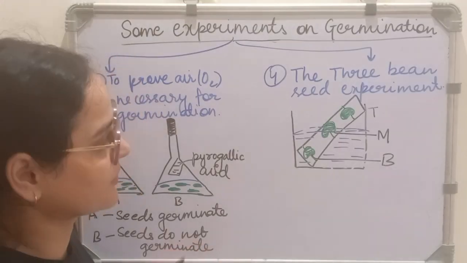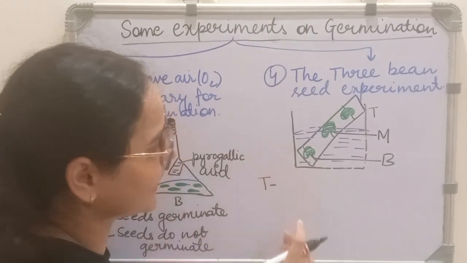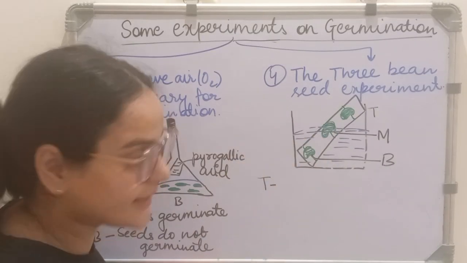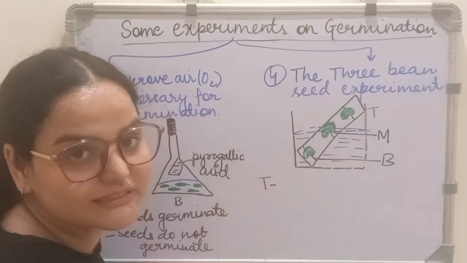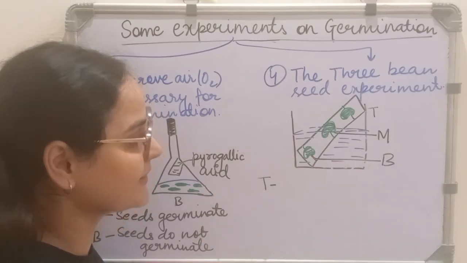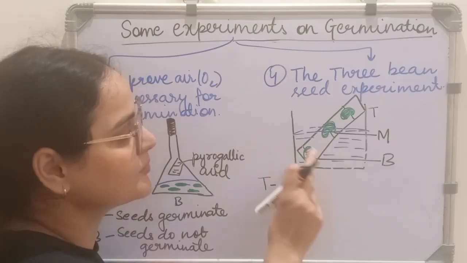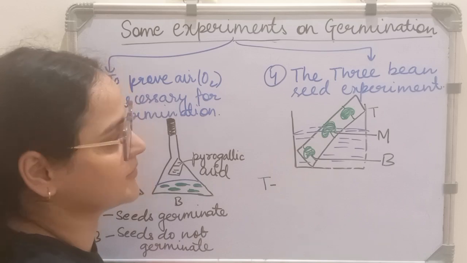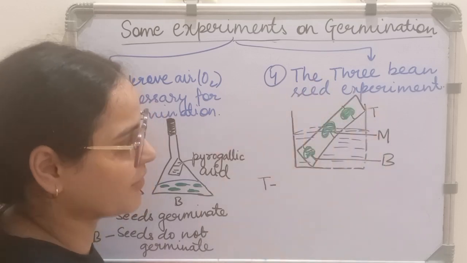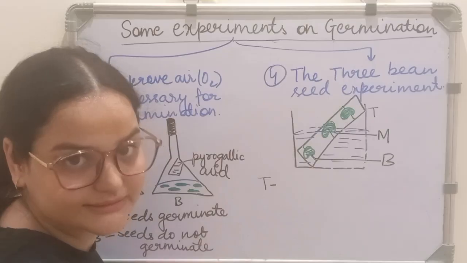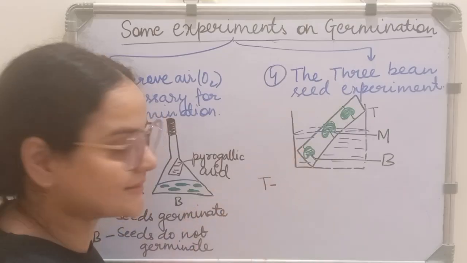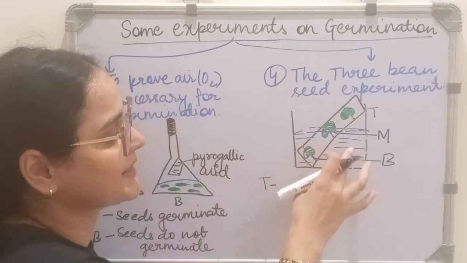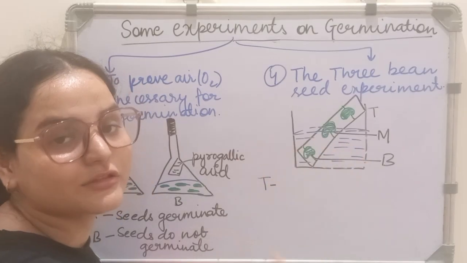So what happens over time, you will see that in this experiment only the middle seed is able to germinate while the top and the bottom seed do not germinate. Reason being because the middle seed is getting both oxygen from the atmosphere and water which is placed in the beaker. The top seed does not germinate because it is not getting water, though it is getting oxygen. While the bottom seed, it is getting water but it is getting very less oxygen which is already present in this water. So the bottom seed also fails to germinate.